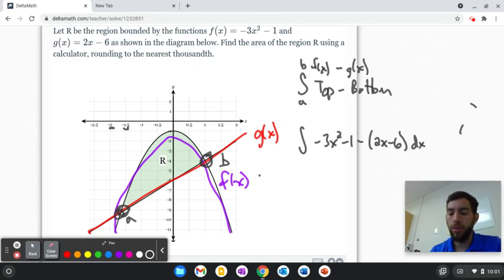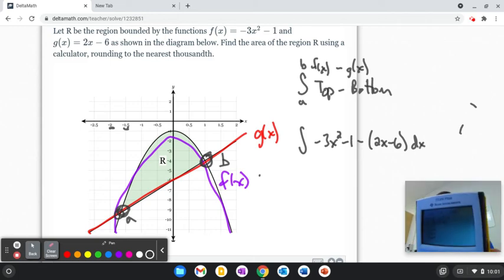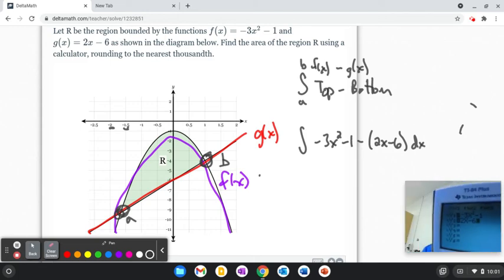So negative 3x squared minus 1, and then y2, 2x minus 6. You don't have to put the minus in there because we're writing them as two separate functions. I'm basically just going to recreate the graph that we see up there, right? So go ahead and graph it, and you'll get a picture of exactly what we see there. Boom. All right. So what we're trying to find is the area between those two curves.